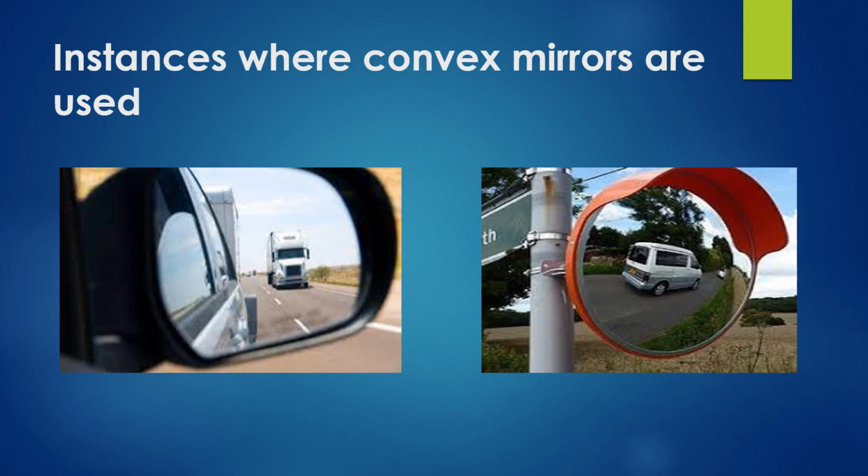The reason for this is that the driver can view a large rear area of a vehicle in the side mirror, because the convex mirror always forms a smaller upright image.